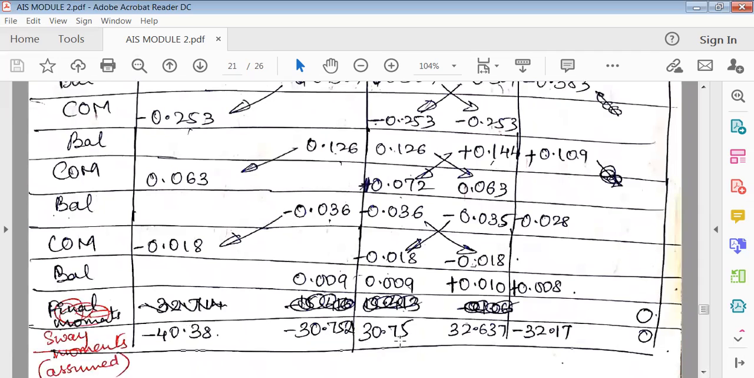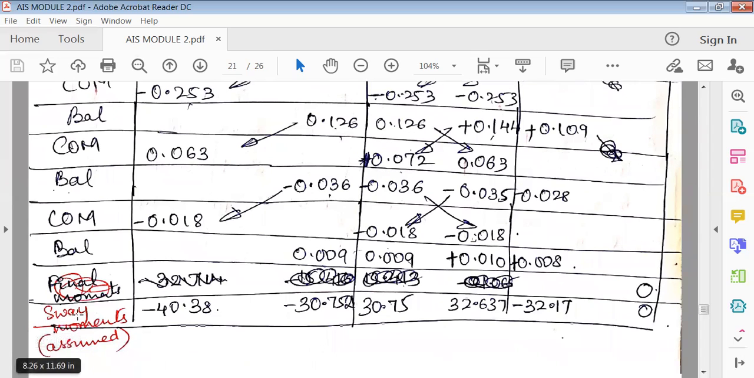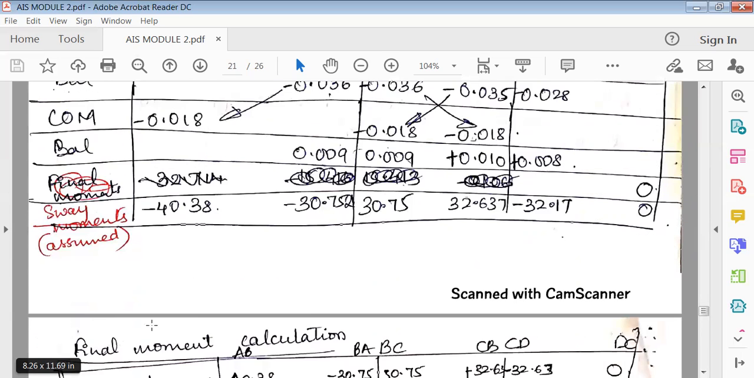This is the check for you, whether whatever you did is right or wrong. If you miss one sign from plus to minus or minus to plus, the complete problem goes wrong, and you will get to know only at the last step. If this is a plus, this should be minus. If this is minus, this should be plus. So at the joints, the moments should be equal and opposite. These are the moments which are called sway moments, and these are called assumed sway moments. So we have non-sway moments and assumed sway moments.